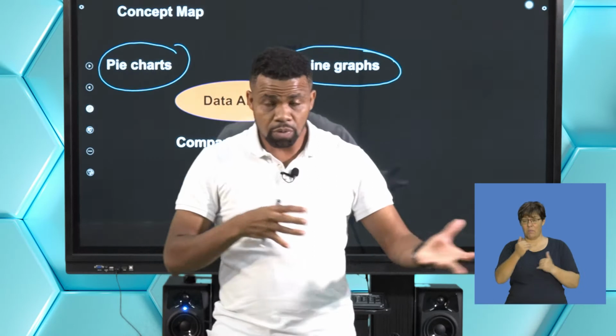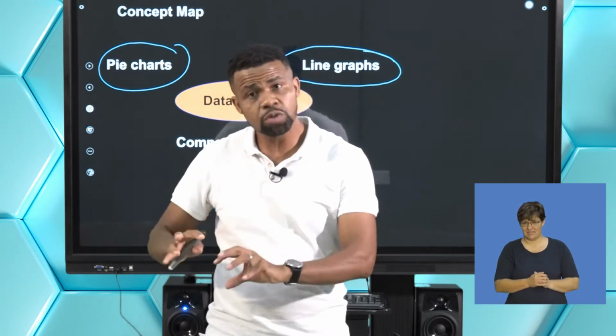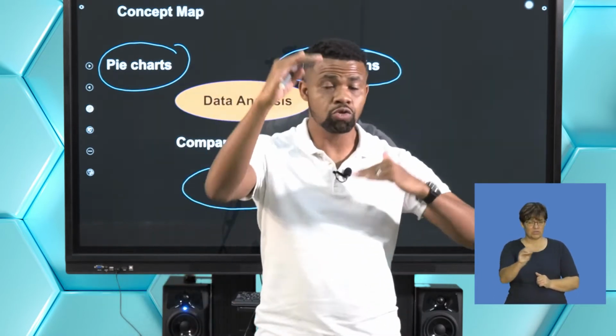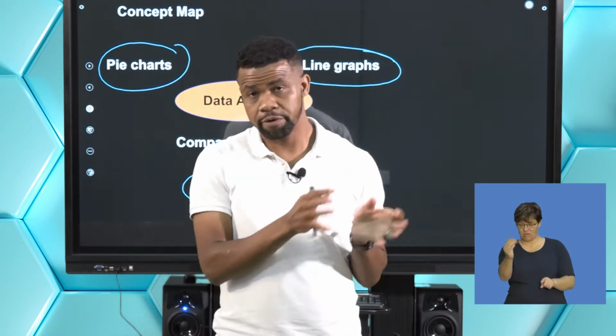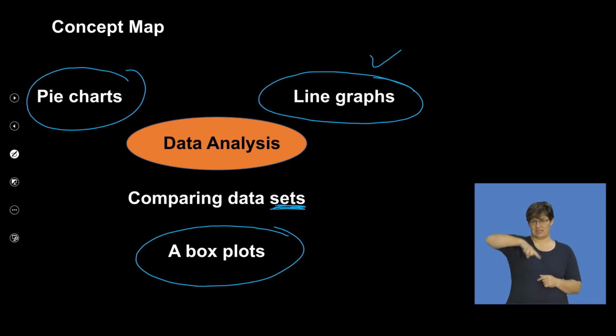Also, given box plots, what can we arrive at if you're given two box plots? Box plots are good if you want to compare two sets of data. They're very good for that. Line graphs, if you want to look at the trend.